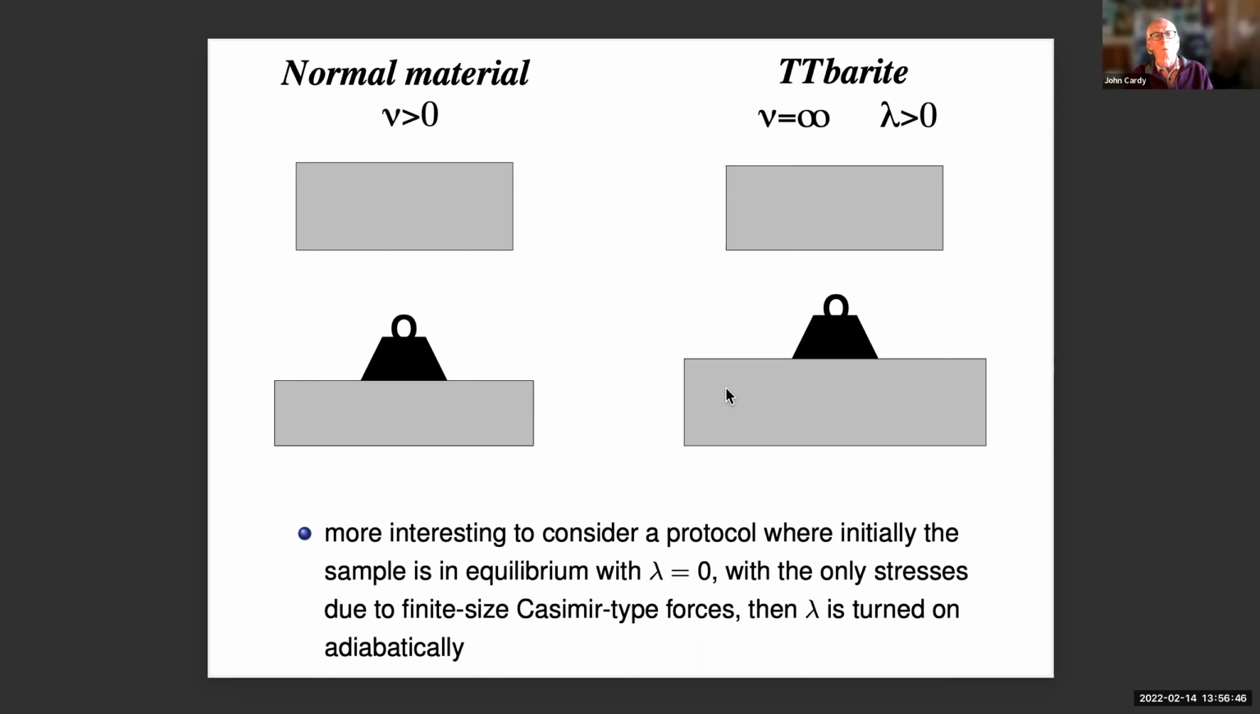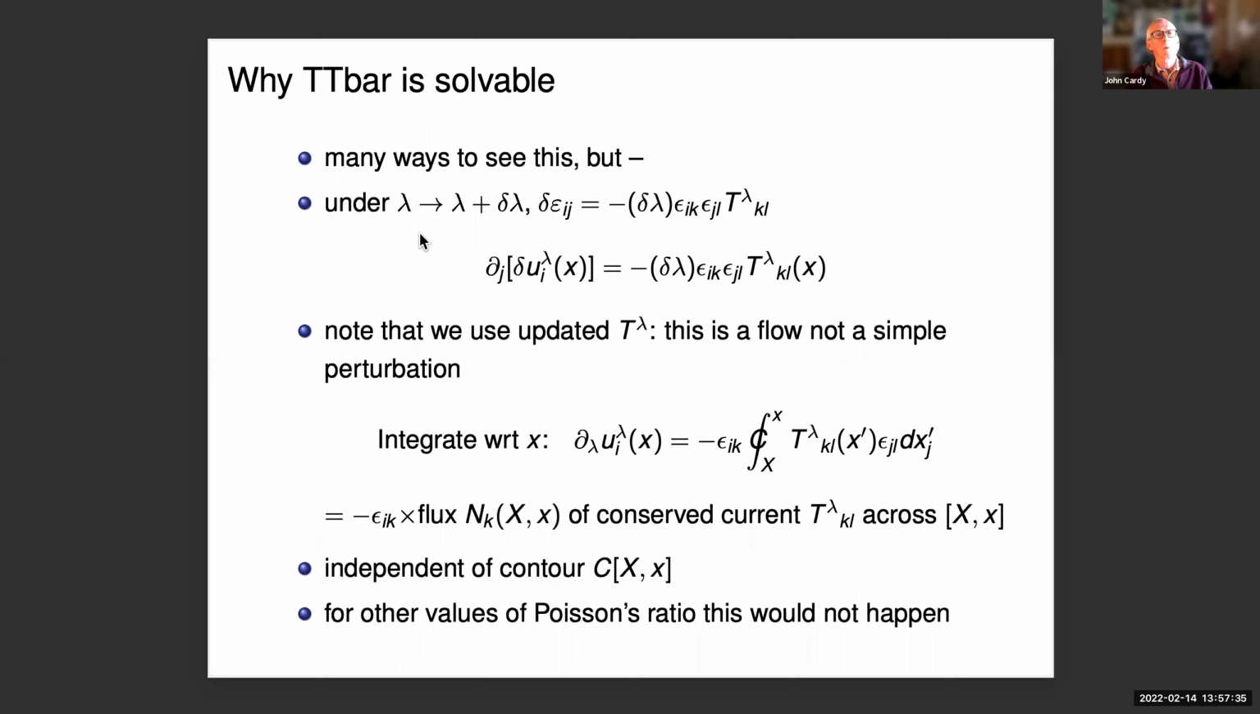But mainly what we're going to be interested in here is not this kind of experimental setup, but rather a protocol where initially we take a certain geometry like a rectangle or a torus and start the system in equilibrium with zero elastic coupling, where the only stresses are the Casimir type forces, because the system is at a critical point. And then we turn on this coupling lambda.